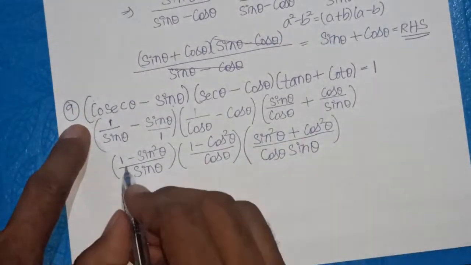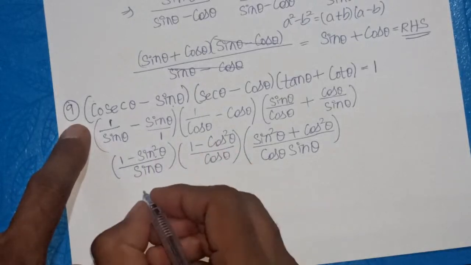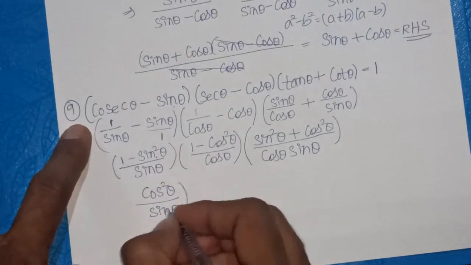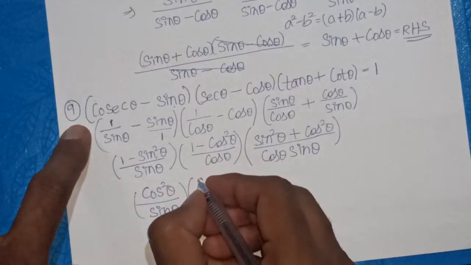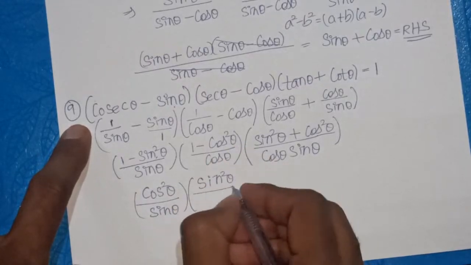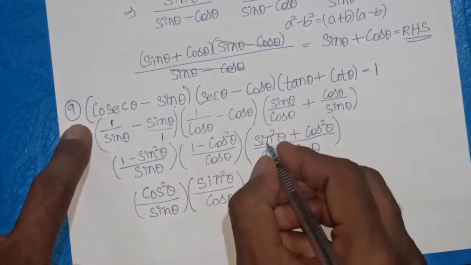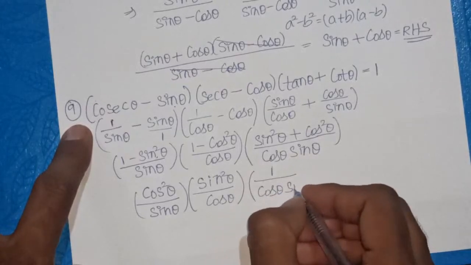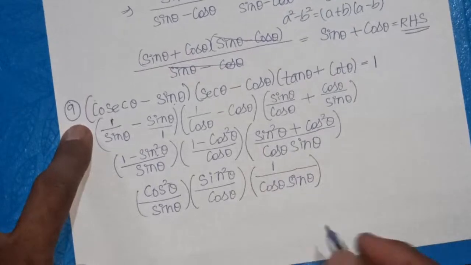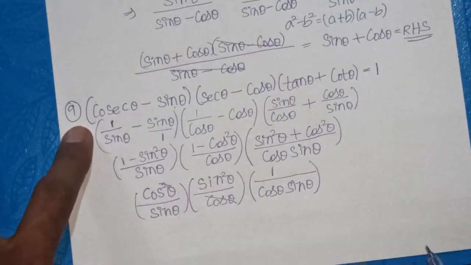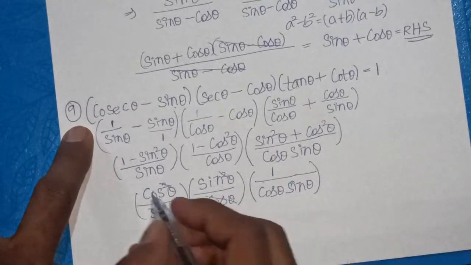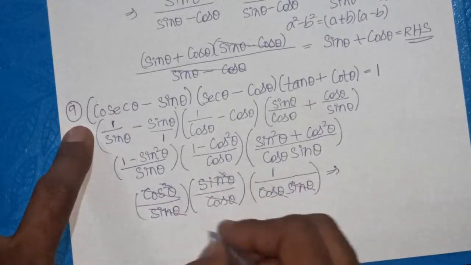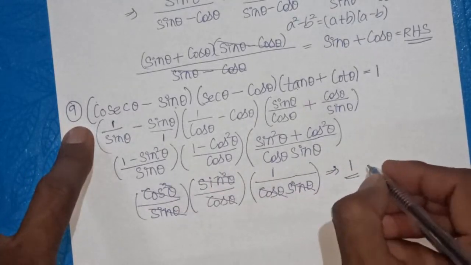And we know that 1 minus sin square theta will be equal to cos square theta by sin theta. 1 minus cos square theta can be written as sin square theta by cos theta. Sin square theta plus cos square theta can be written as 1 by cos theta into sin theta, and 1 cos and cos will be cancelled out, 1 sin and sin will be cancelled out, and here cos theta, sin theta, and each and every term in the LHS is cancelled out, therefore 1 will be left out, which is our RHS.